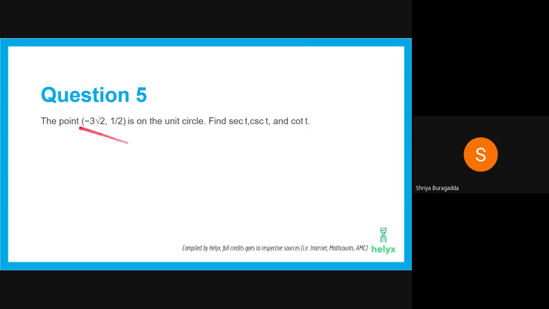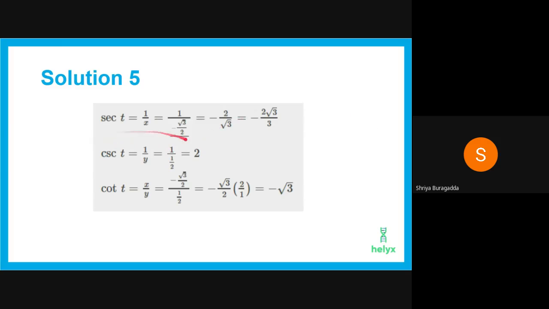Okay, so it already gave us the point in the question, so it gives us the coordinates. So now we just have to use the trig functions. It's essentially what we did in the warm-up. So remember the secant is 1 over cosine, so 1 over the x-coordinate, and it shows you how to set that up, and then they rationalized it, and then you get negative 2 root 3 over 3.